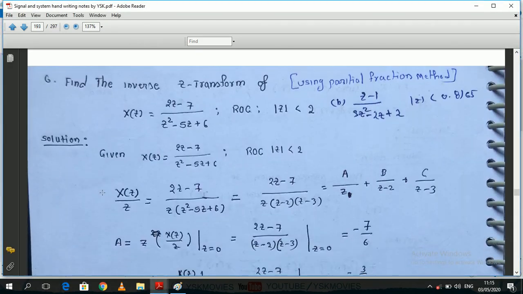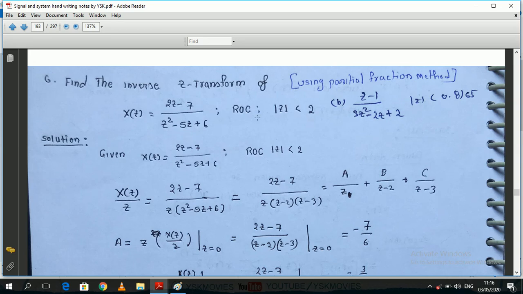So the given problem is in the Z domain. Using partial fraction, let's solve the problem. If it is the time domain, we find the Z transform and ROC. But if you want to find the time domain from the Z domain, the ROC is already given. That means modulus z less than 2, that means inside of the circle, that means a left side sequence. The given sequence is a left side sequence.